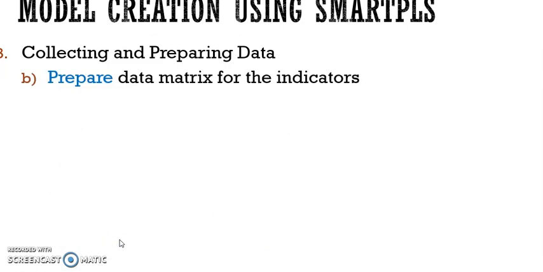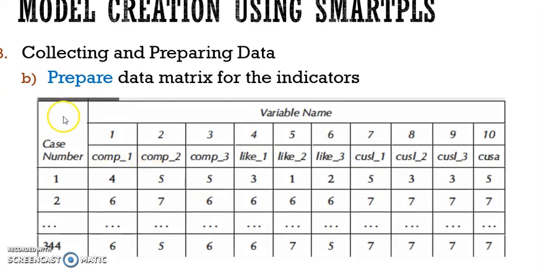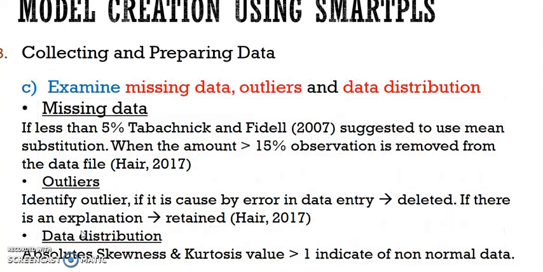Still in collecting and preparing data, you have to prepare a data matrix for the indicators. Once you finish the data collection, make a table like this, with the variable names and case numbers. Put all the numbers into your table according to your indicators. And then examine whether there is missing data, outliers, and data distribution.